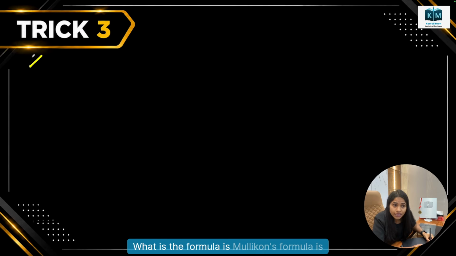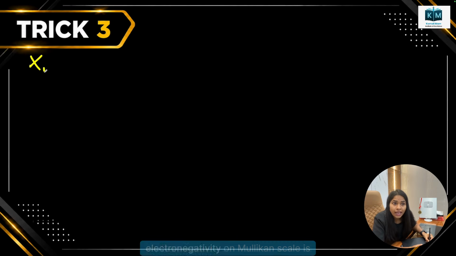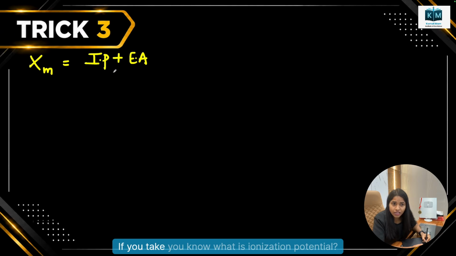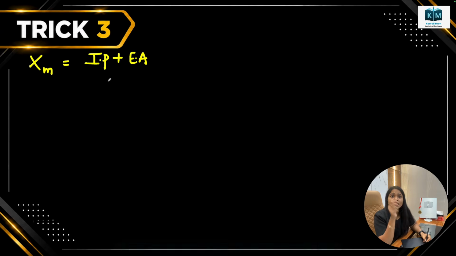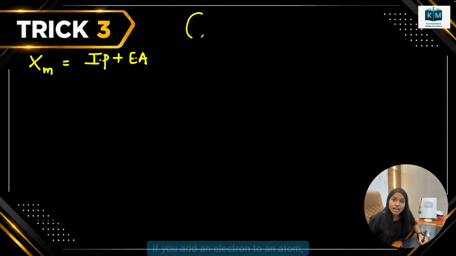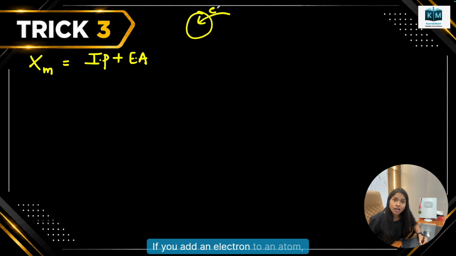What is the formula? Mulliken's formula: electronegativity on the Mulliken scale is ionization potential plus electron affinity values. What is ionization potential? The amount of energy required to remove an electron. What is electron affinity? If you add an electron to an atom, how much energy it releases.